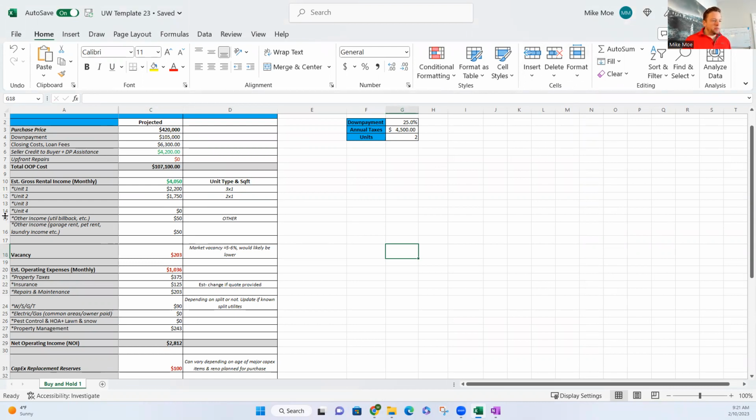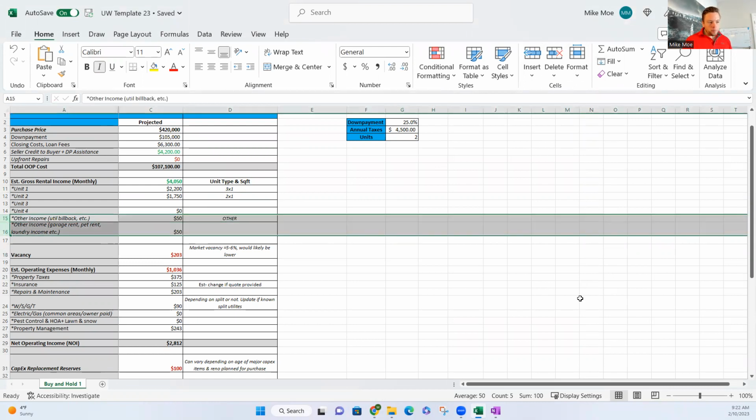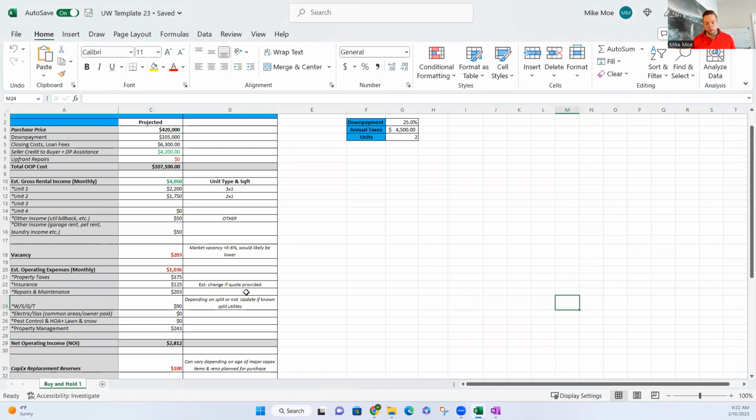And then your other income. So, for simplicity's sake, you just estimate $50 per unit.